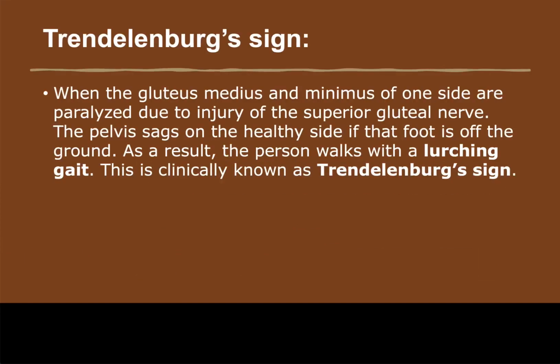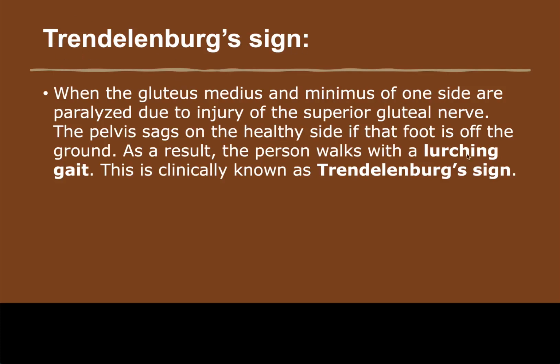So by definition, the Trendelenburg sign is when the gluteus medius and minimus of one side are paralyzed due to injury of the superior gluteal nerve. The pelvis sags on the healthy side if that foot is off the ground. As a result, the person walks with a lurching gait. So this gait is called lurching gait, and clinically we call it the Trendelenburg sign.